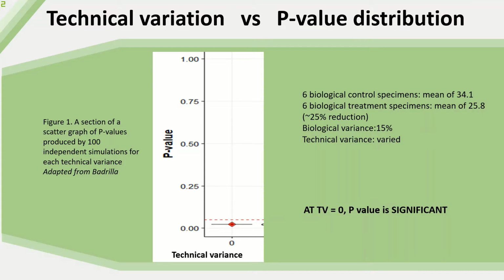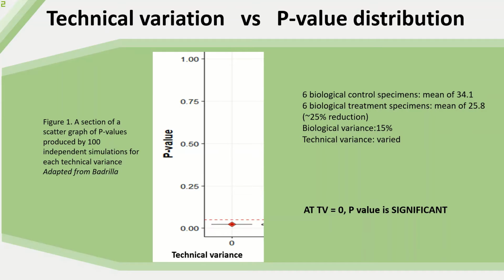Badrila carried out a mathematical experiment to observe changes in p-value as technical variance increases. They used 100 independent simulations for the different technical variance levels, and assumed preset absolute values for two groups, the control and treatment, where the biological variation had a standard deviation of 15%, and as I said, a technical variance whose level varied across simulation. T-tests were completed on each simulation and p-value calculated. The figure shows a section of the results.